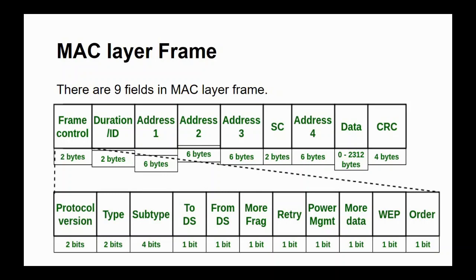After that there are 4 address fields. Those contain IEEE 802 standard MAC addresses. The sequence control is 16 bits long and contains a 12-bit sequence number and a 4-bit fragment number, and the data field contains the frames being transferred.